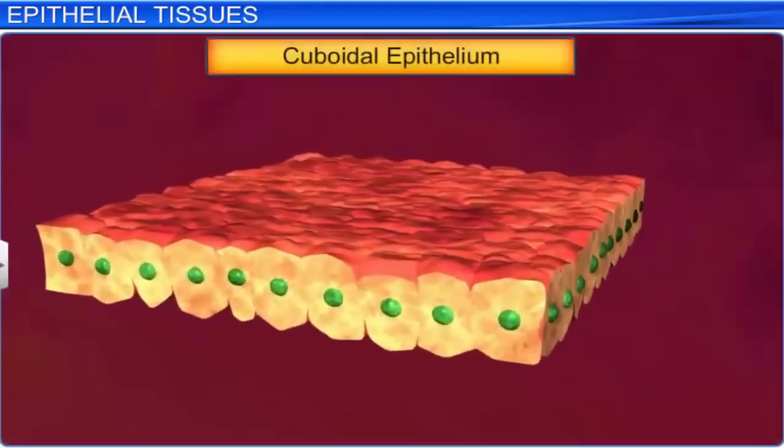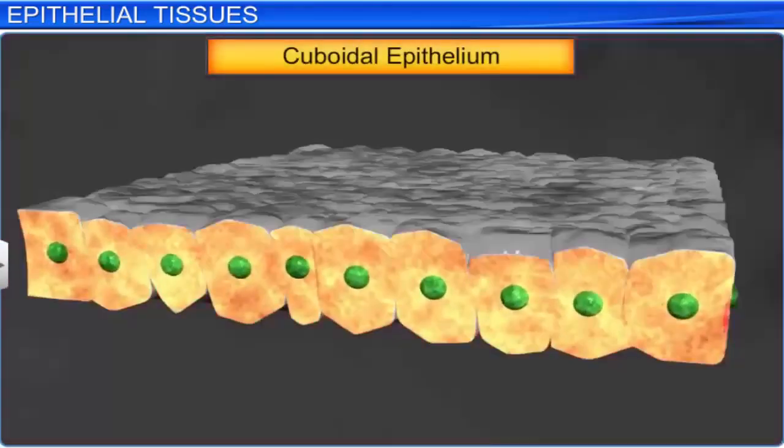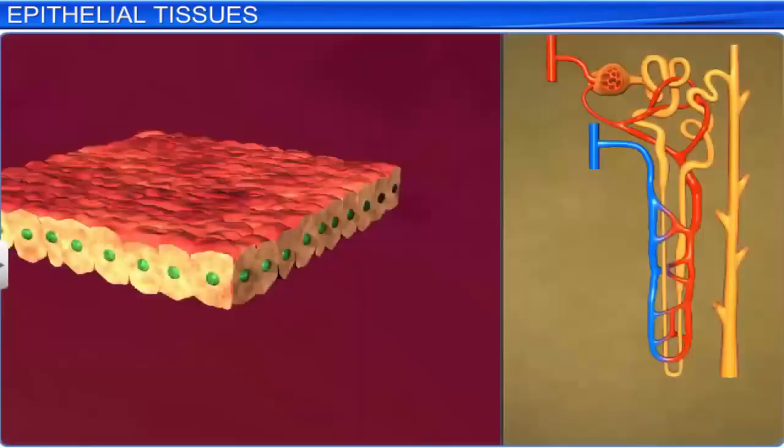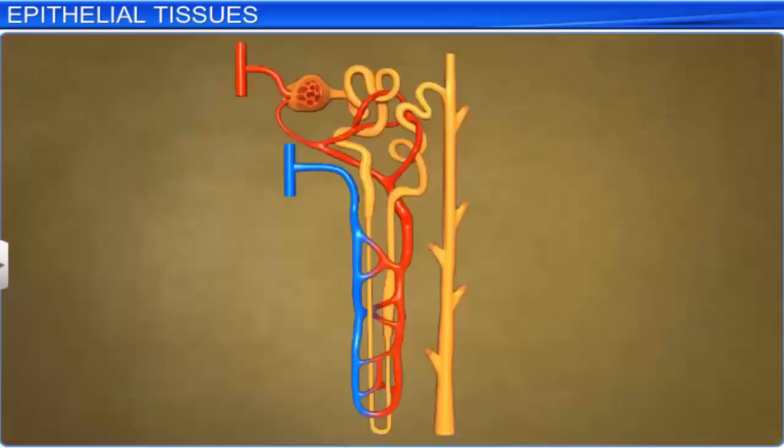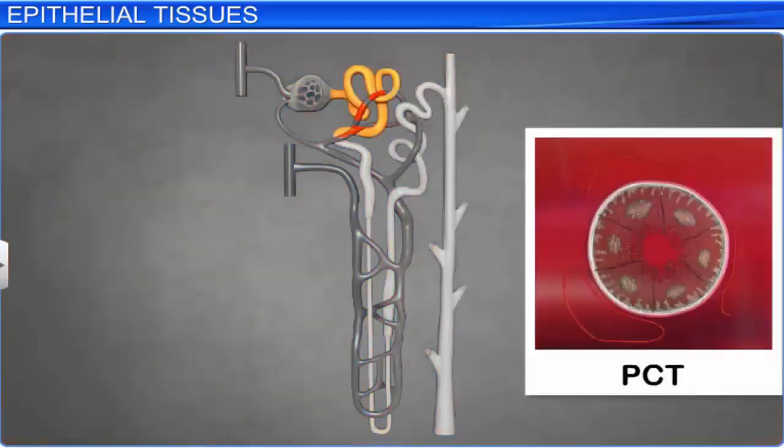Cuboidal epithelium consists of a single layer of cube-like cells. It is found in the ducts of glands and the tubular parts of the nephrons in the kidneys. Its chief functions are absorption and secretion. Moreover, in the proximal convoluted tubule or PCT of a nephron, these cells have microvilli.